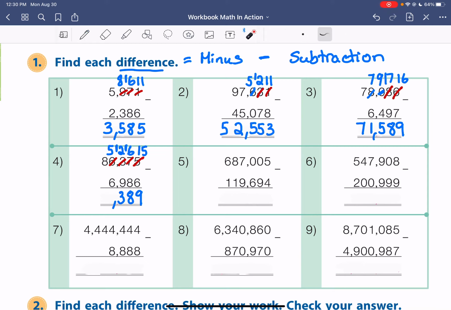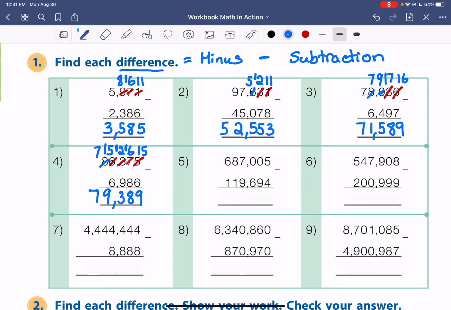Again, 5 minus 6, not possible. We're going to borrow from here. So we get 7. 15 minus 6, we get 9. So we get 79,389. Right? So we always have to borrow. We're going to be doing a lot of borrowing.